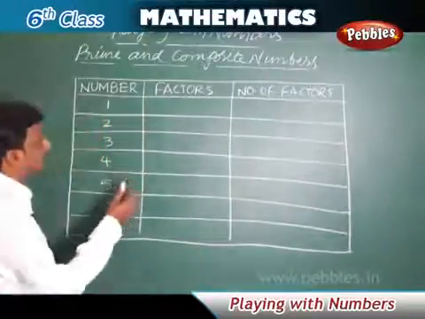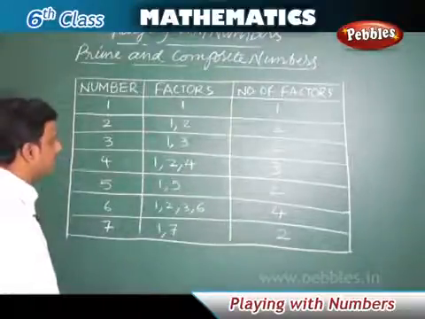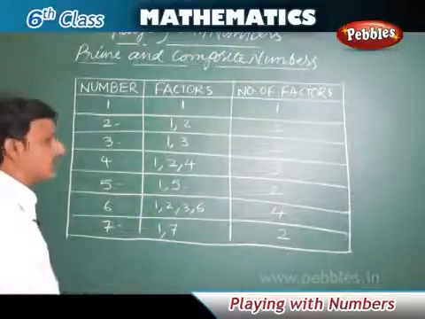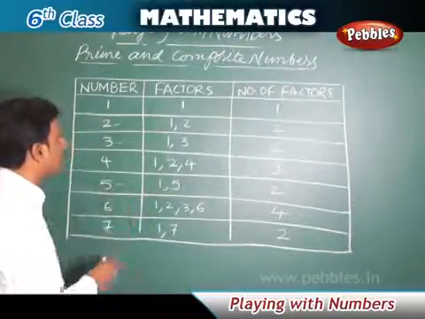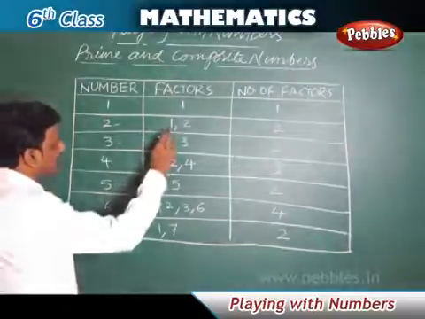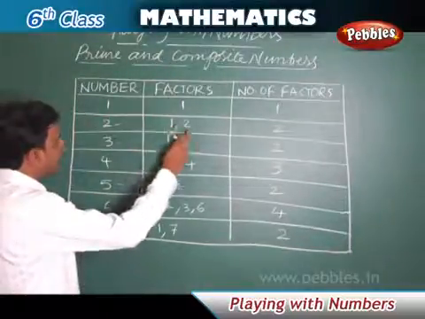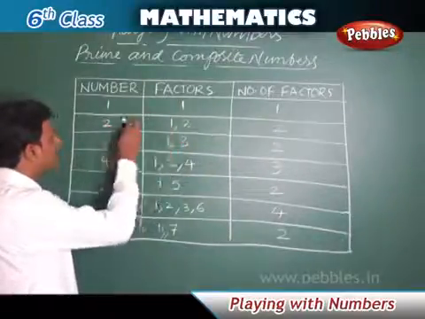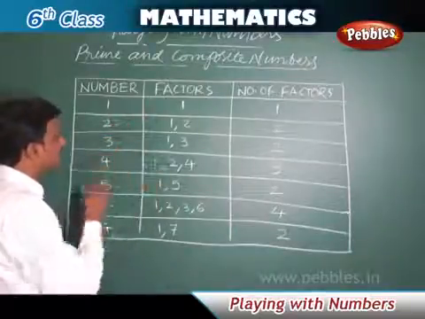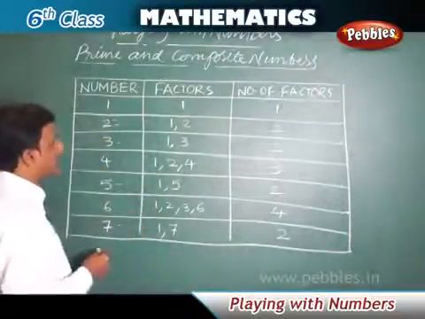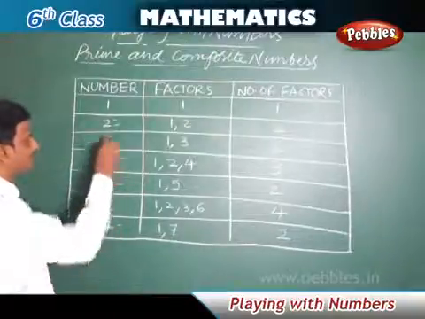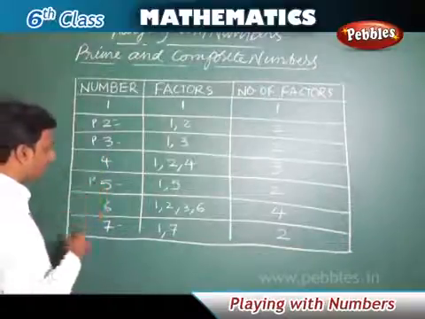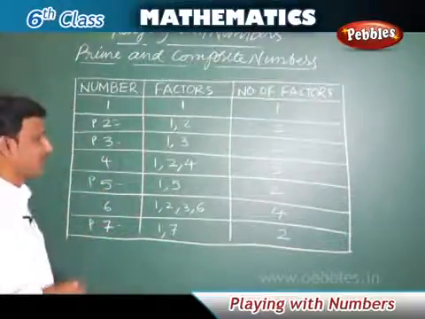Let us see prime and composite numbers. See here, if we observe these, 2, 3, 5, 7, they have only 2 factors. So among these factors, they have 1 as a common factor and the second factor is the number itself. Say for example this is 2, it is having 1 and 2 itself as factors. So such numbers are called prime numbers. So 2 is a prime number, 3 is a prime number, 5 is a prime number, 7 is a prime number. So what is a prime number?